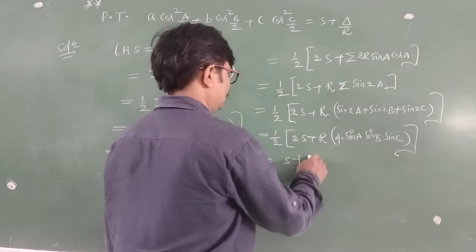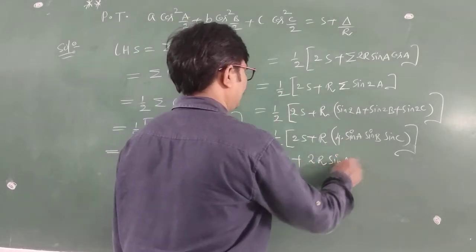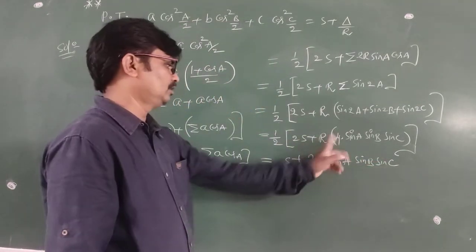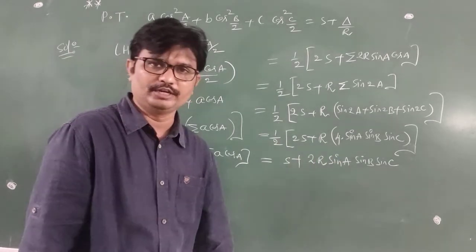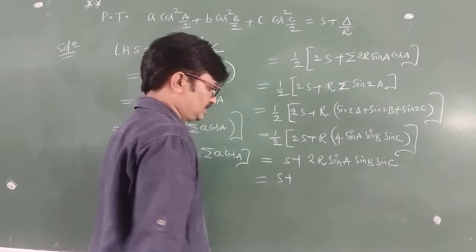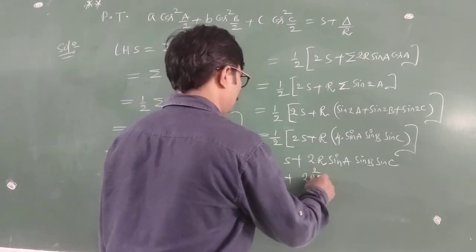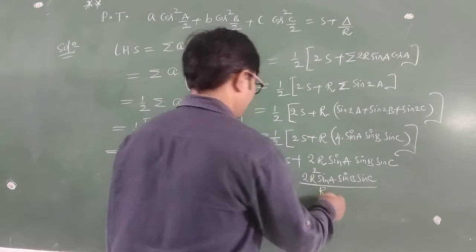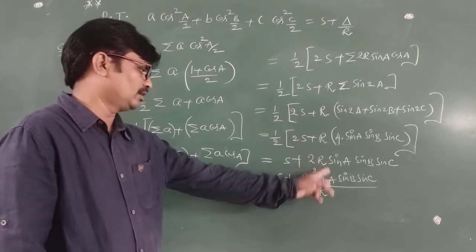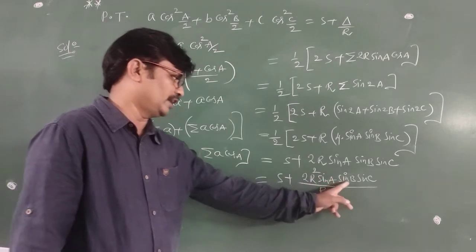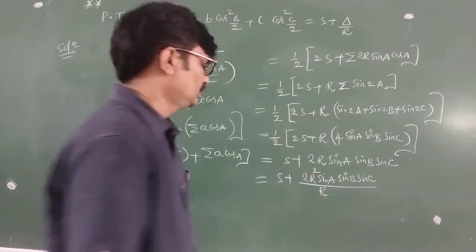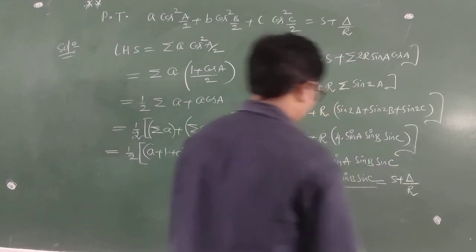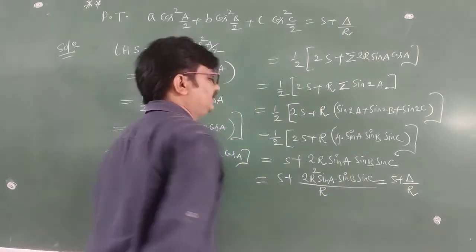After that, this is 2R sin A sin B sin C. Everybody knows the 2 cancels, 2 times cancel, leaving R into sin A sin B sin C. Now students, this is s plus, we multiply by R by R, that is 2R² sin A sin B sin C upon capital R. This is nothing but delta. So we can write s plus delta by R.